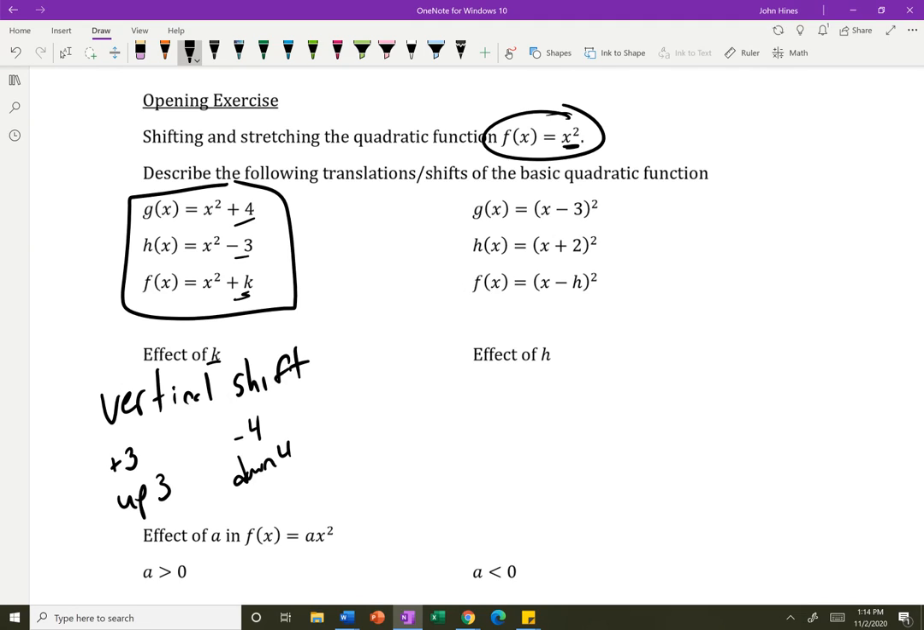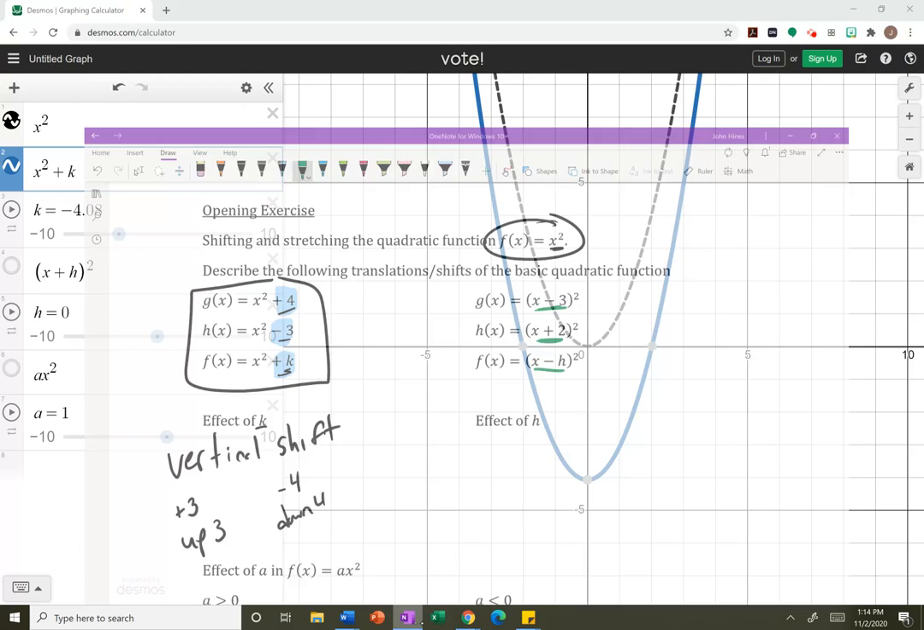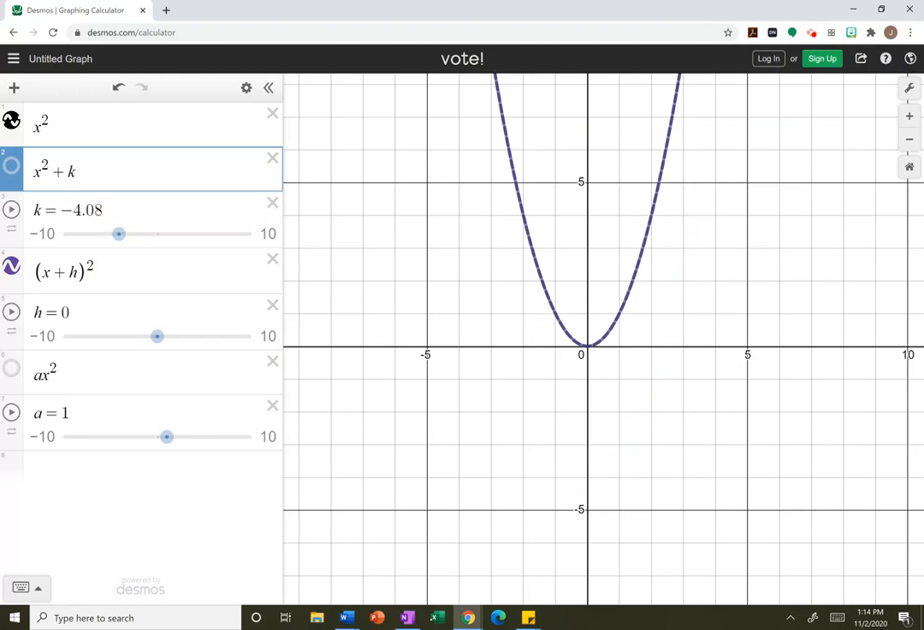So k is like a normal shift for these graphs. Up 3, down 4. Whatever number you see stuck on at the end of the function, that tells you how the graph is moving vertically. Now let's look at if I stick something inside the function, like x minus 3 squared, and I square that whole thing. Let's see how that affects the parent parabola there.